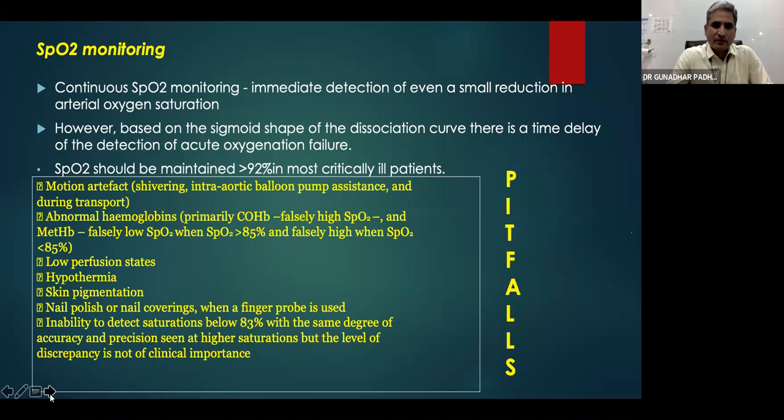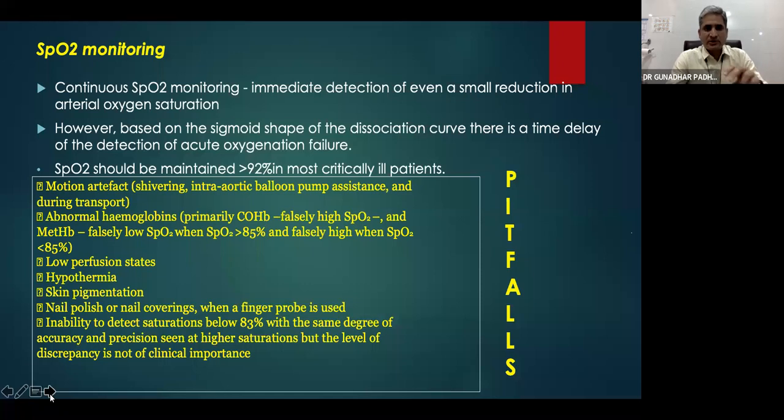But there are a lot of pitfalls in bedside saturation monitoring. For example, there can be motion artifact because of shivering. If the person is on an intra-aortic balloon pump, the saturation sometimes can go erroneous. If there are abnormal hemoglobins, particularly carboxyhemoglobin, it gives you a falsely high value of saturation, or methemoglobin, which can give you a falsely low value of saturation. When the saturation is persistently around 85% and falsely high, you can suspect that it is because of methemoglobinemia.